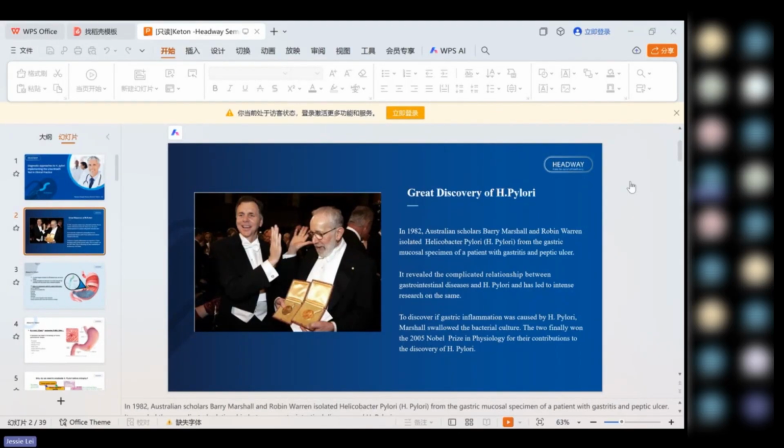In 1994, H. pylori was classified as a Class 1 carcinogen by WHO. It represents a key factor in the etiology of various gastrointestinal diseases like dyspepsia, chronic gastritis, duodenal ulcer, peptic ulcer, and even gastric cancer.